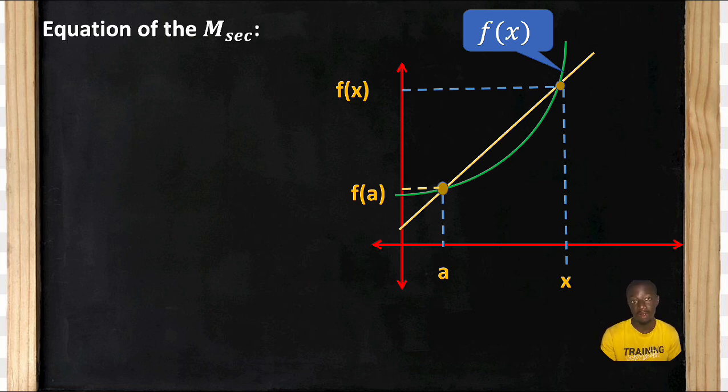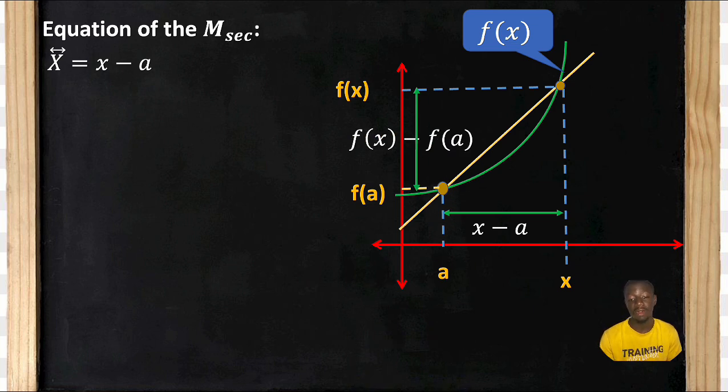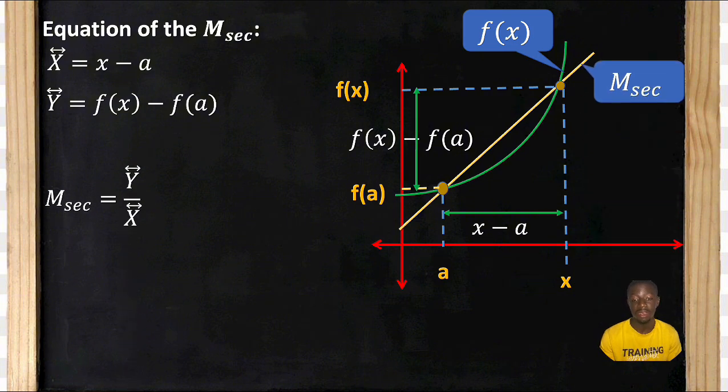So again, the same thing. What you're going to do is trace it, get the difference on x and the difference on y. The difference on x in this case is x minus a, and the difference on y in this case is f of x minus f of a. So in this case, that's what you have. My m sec means the secant slope, right? So that's the formula, and you get it, right?